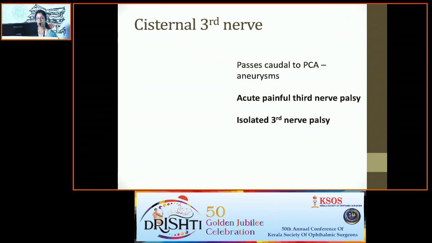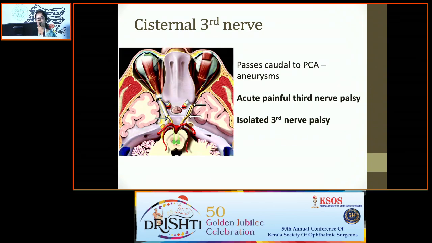Now the cisternal third nerve palsy. Here, the third nerve is closely associated with the posterior communicating artery. So aneurysms of the posterior communicating artery will affect the third nerve. It usually presents with acute painful third nerve palsy. So any case presenting as acute painful third nerve palsy, think of the cisternal part of the third nerve, and it usually presents as isolated third nerve palsy.